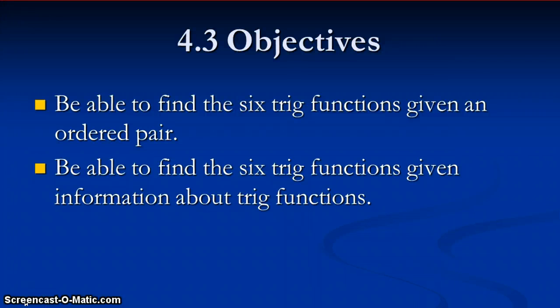Today we'll be looking at section 4.3, and here you'll see the two main objectives. First, you want to be able to find the six trig functions, and by the six trig functions I mean sine, cosine, tangent, cosecant, secant, and cotangent, given any ordered pair. Second, I want you to be able to find the six trig functions given information about trig functions.